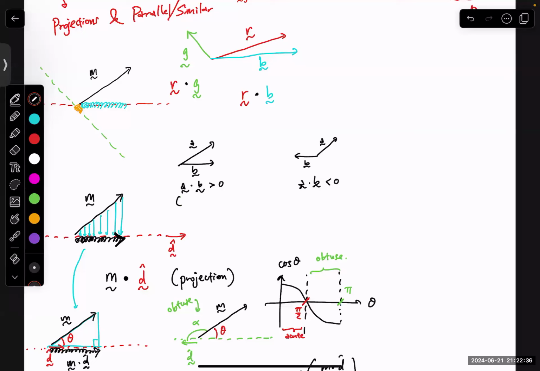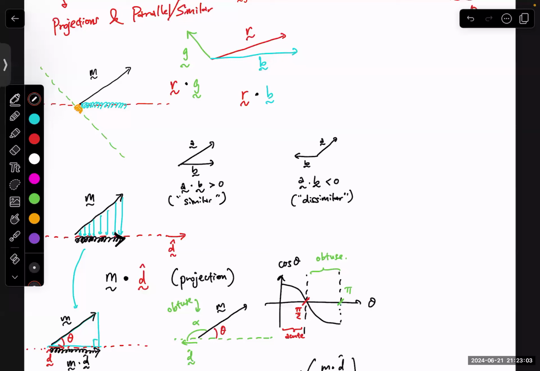A positive dot product tells us that the vectors are 'similar'. I use inverted commas because this is just a way to build intuition. It's not a proper way to talk about vectors. Now, if your dot product is less than 0, when it's negative, you say that these vectors are dissimilar. We think about it that way.